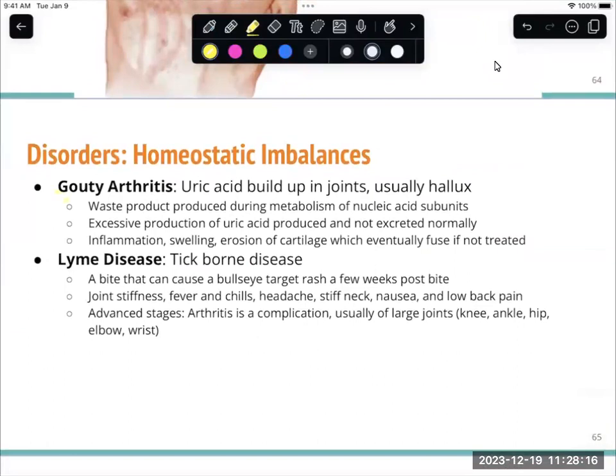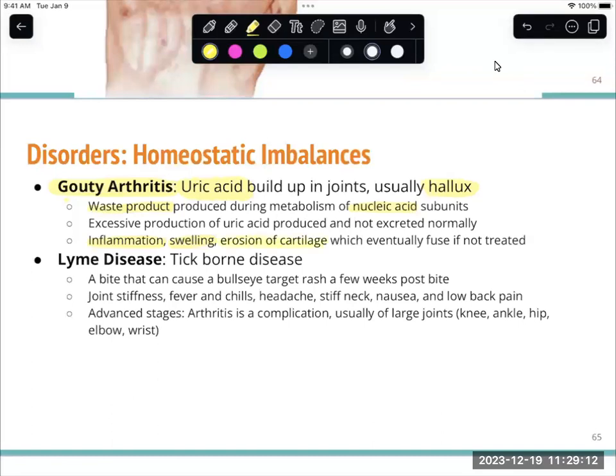Another one, gouty arthritis. This is more common in males. This is when uric acid builds up, and it's usually in that hallux, that big toe joint. Uric acid is technically a waste product when we break down nucleic acids. Our body is supposed to excrete it in the urine, but if it does not get excreted normally, it can start to collect in the joints, and it'll usually collect in that big toe. That whole joint will become very swollen, very inflamed, and this uric acid starts to eat away at the bones and that cartilage.